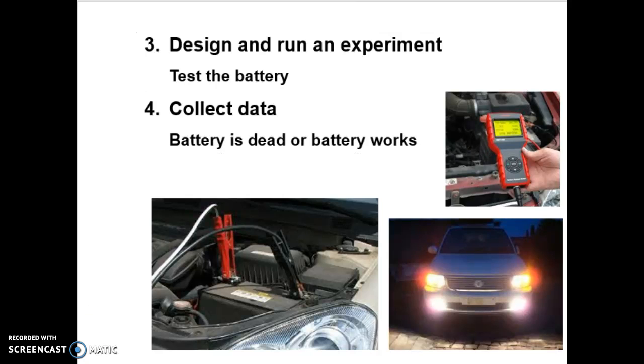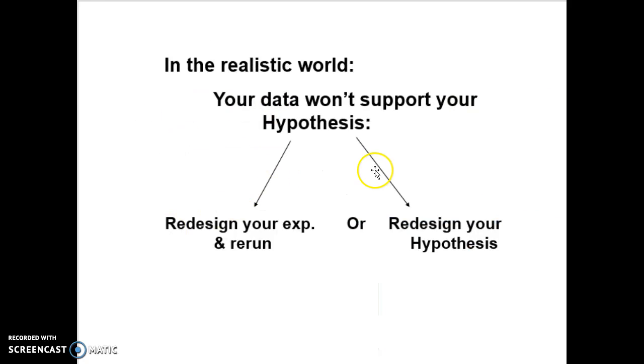Sometimes it's a challenge though. We may get conflicting data. This meter says you have battery life. Your lights don't come on. This says, no, I can't jump it. So collecting data is important. Lots of data is important. You don't base a decision on just one piece of data. You get lots and lots and lots of data to be able to support or reject your hypothesis. Because once you collect the data, our next step is, do we support or reject the hypothesis?